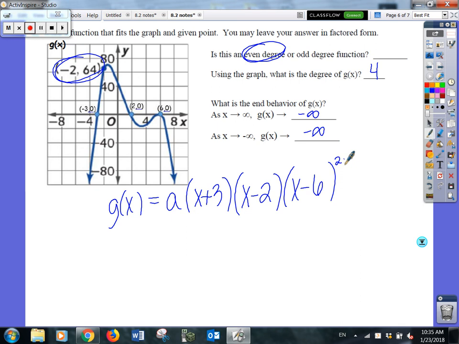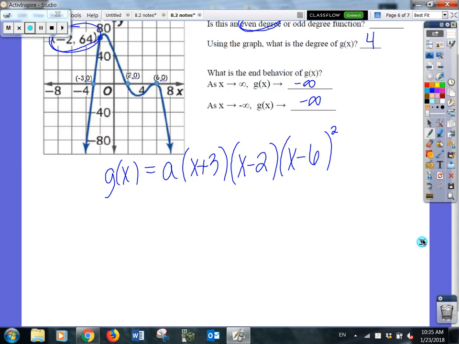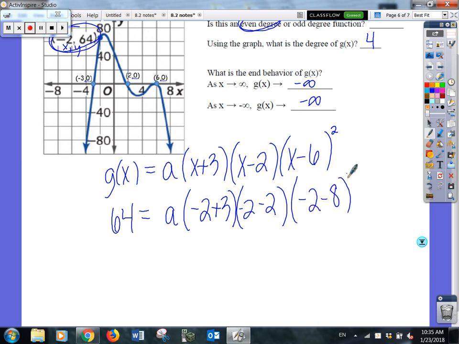So now we just have one more thing left to do. Because we were given that specific point right there, we have to go one step further and figure out what this a value is, given the x and the y value right there. So remember, this is just function notation for y equals. So 64 equals a times negative 2 plus 3, negative 2 minus 2, negative 2 minus 6 squared. So you're just plugging in the values. What's the a value? Because that point lies on this graph.